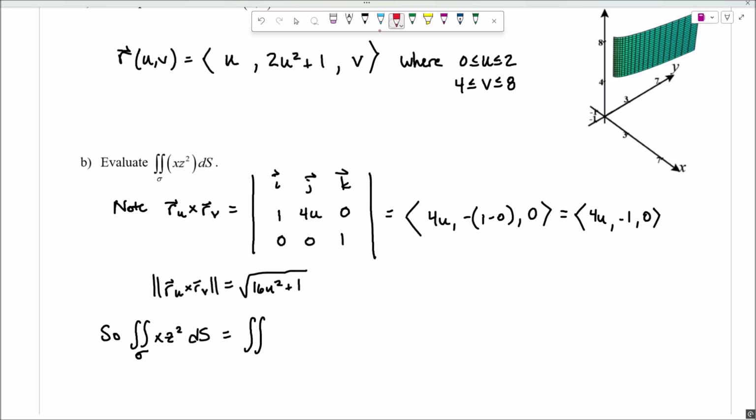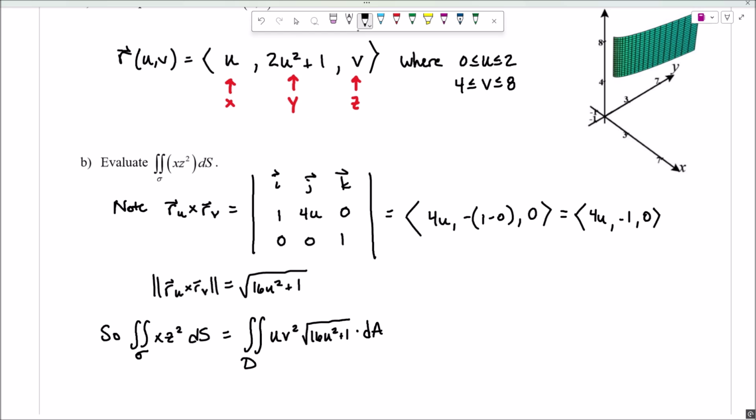So I note up above that my formula for x, my formula for y, and my formula for z are all given in my parameterization. So I'm going to end up with here u times v squared. And then remember, in place of dS, I'm going to be putting down the norm of my cross product, and then multiplied by dA.